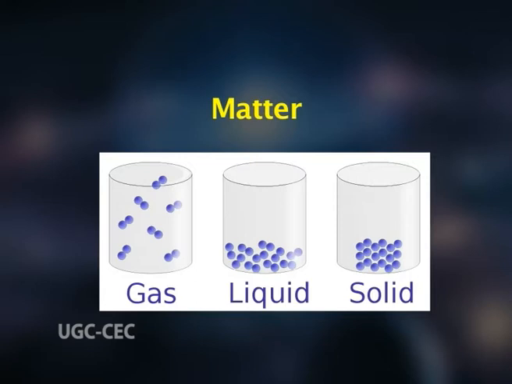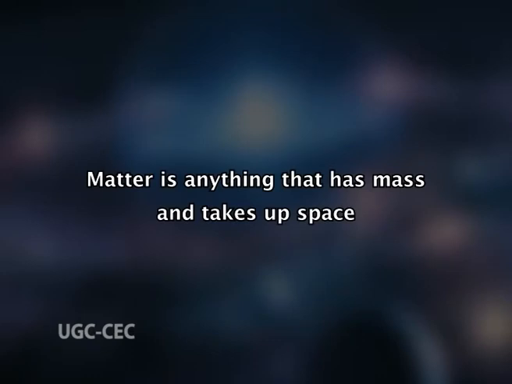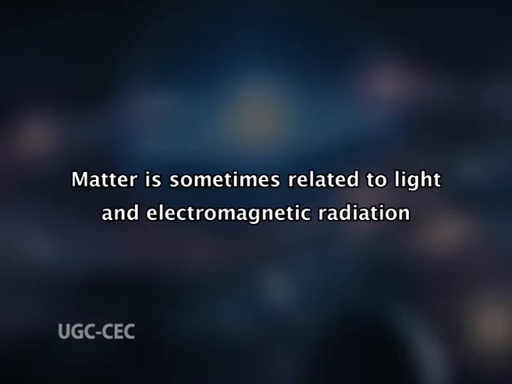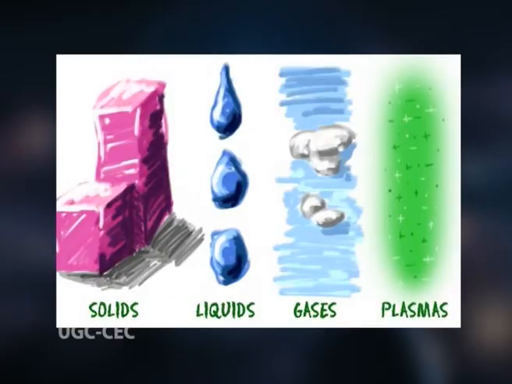Matter is everything around you. Atoms and molecules are all composed of matter. Matter is anything that has mass and takes up space. Matter is sometimes related to light and electromagnetic radiation. Even though matter can be found all over the universe, you will only find it in a few forms on Earth. Matter commonly exists in 4 states or phases, that's solid, liquid, gas, and plasma.